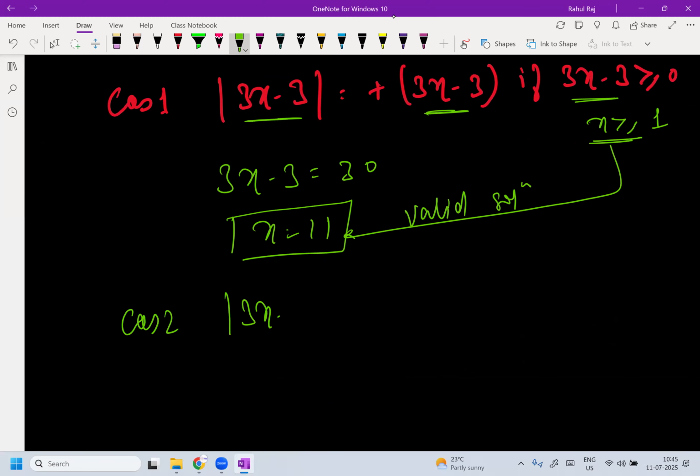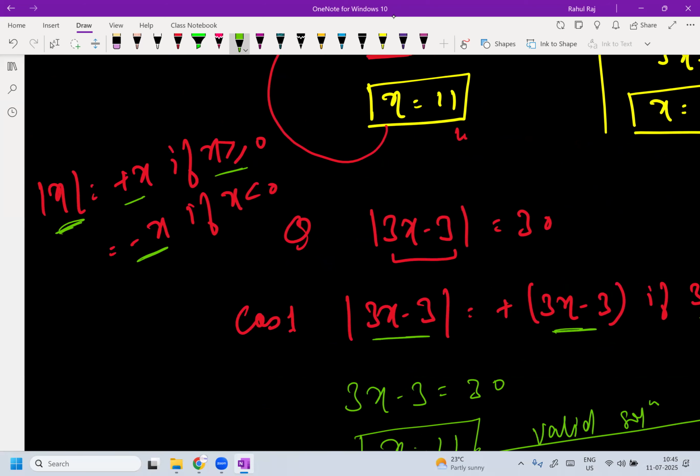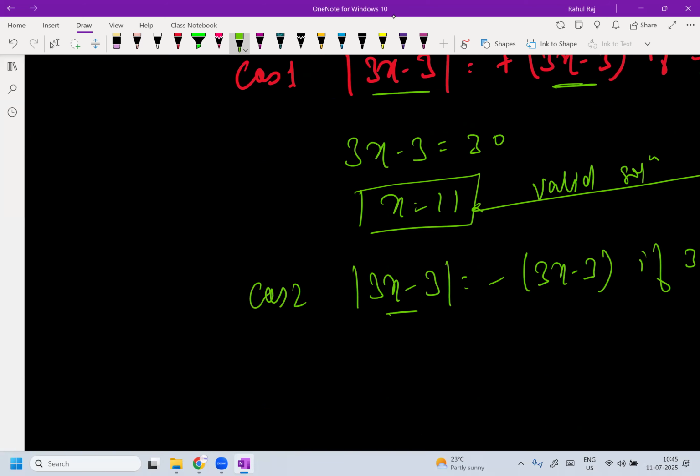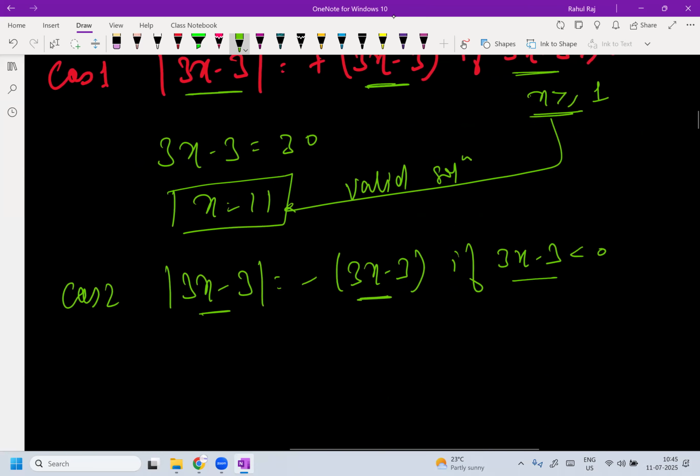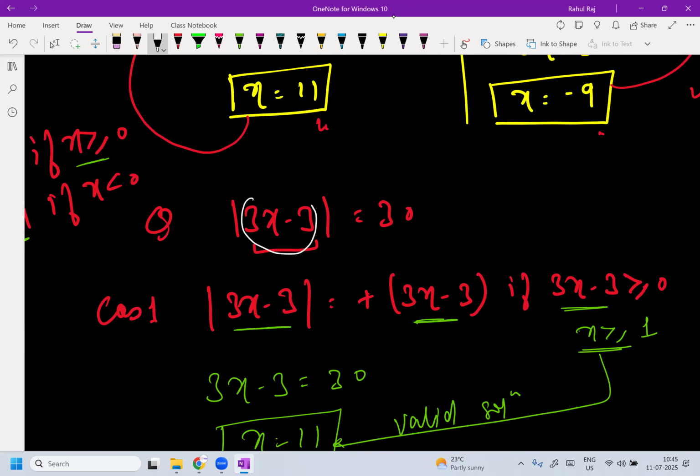mod of 3x minus 3 is equal to negative of 3x minus 3 if 3x minus 3 is less than 0. Now check here. Mod of x is equal to negative x. So mod of 3x minus 3 is equal to negative of 3x minus 3 if 3x minus 3 is less than 0, right? Please understand, Bacha, one thing. You don't know whether 3x minus 3 is a positive or negative number, right? Now, because there is a variable involved over here, I'm not sure whether that particular variable is a positive number or a negative number. But once it comes out of the mod, it's always positive.